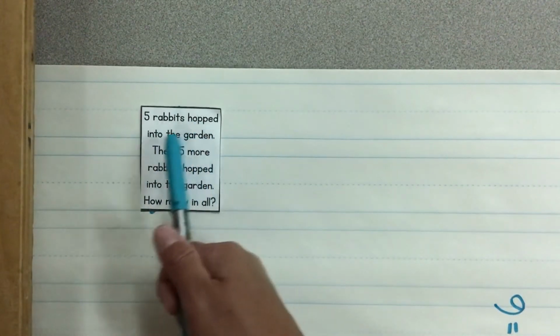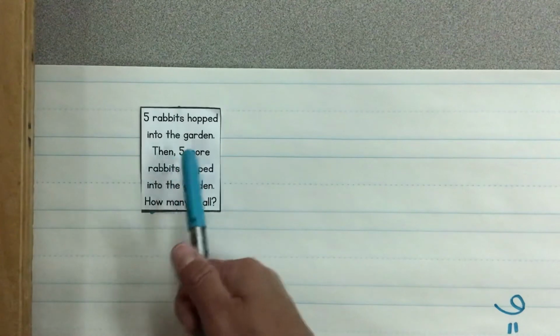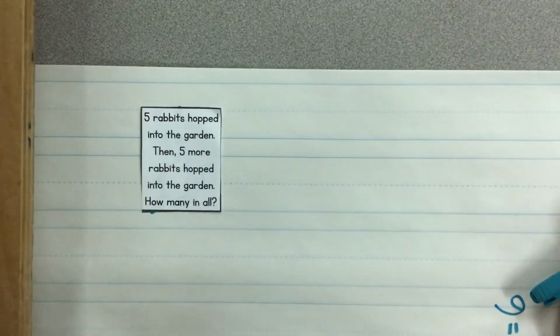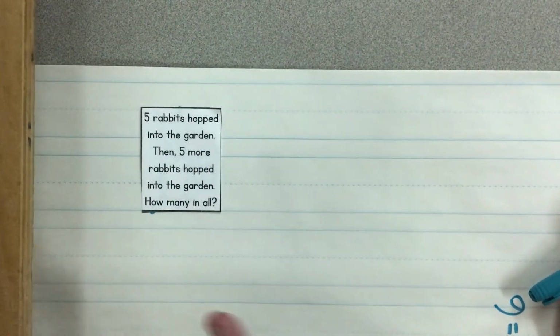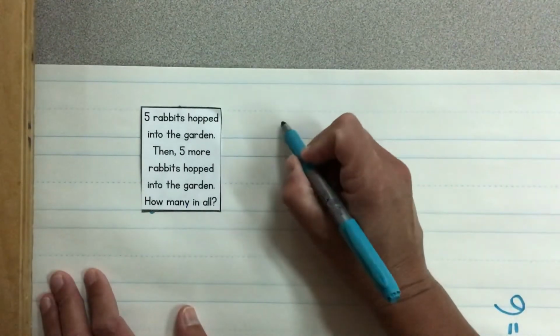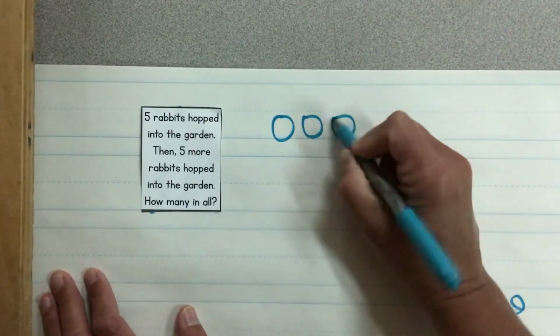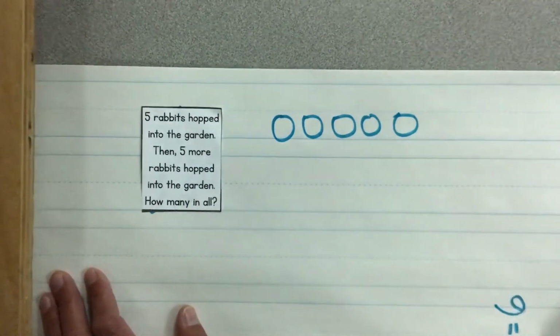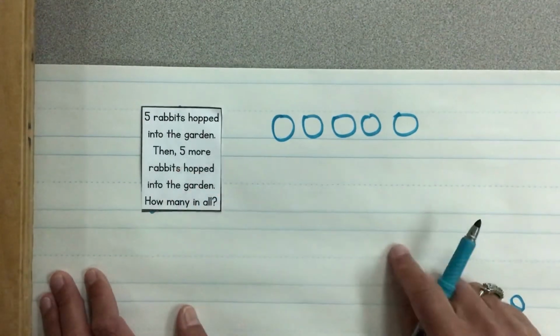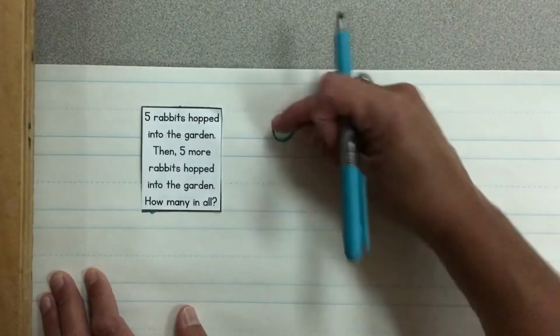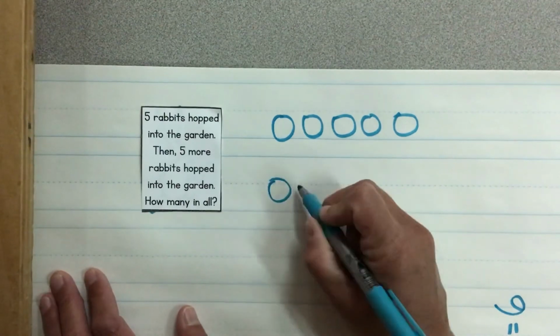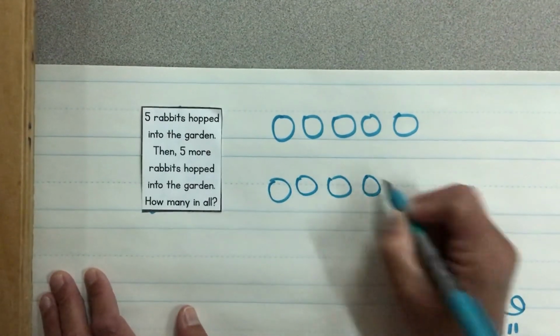5 rabbits hopped into the garden. Then 5 more rabbits hopped into the garden. How many rabbits are there in all? So I have 2 groups of rabbits. I have 5 first. 1, 2, 3, 4, 5. That's my first group of 5. Then I have 5 more. I want to make sure this group is separate from that group so I can see the 2 groups. 1, 2, 3, 4, 5.